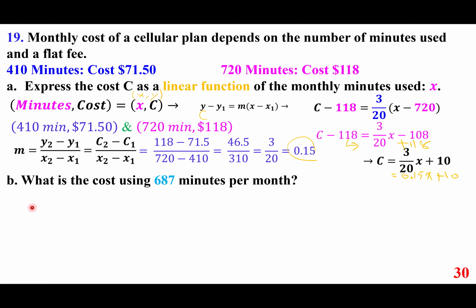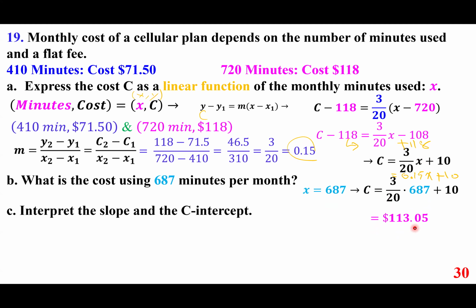What is the cost using 687 minutes per month? Just plug in 687 instead of x. This x, replace it with 687 times 3 divided by 20, add 10, and you can get 113.05. Interpret the slope and the C-intercept. See, normally we say the y-intercept. Now it's the C-intercept. The C-intercept, of course, represents the fixed monthly cost.